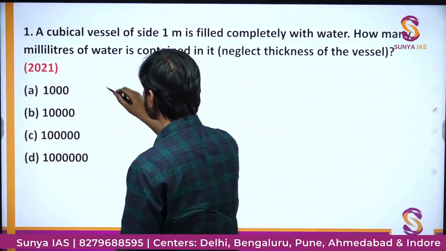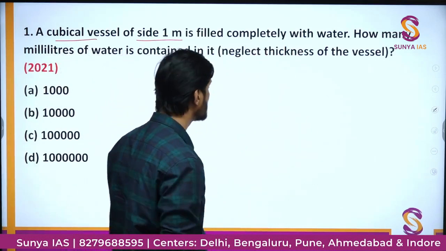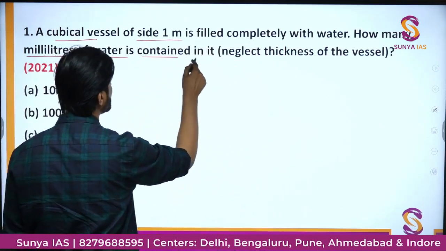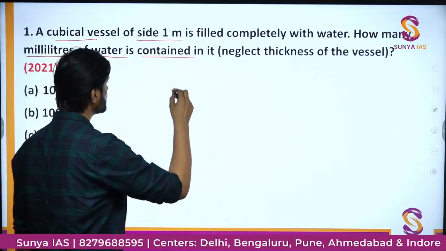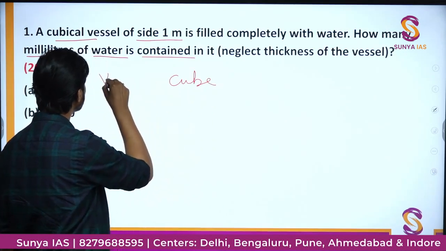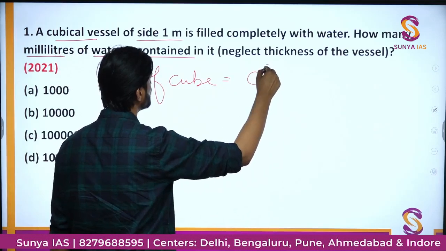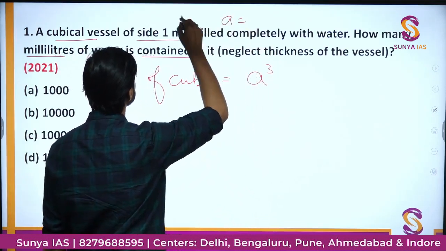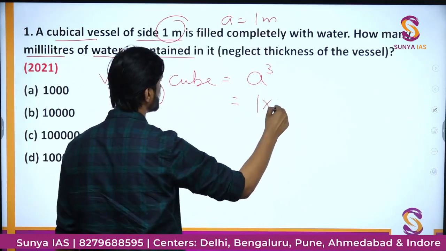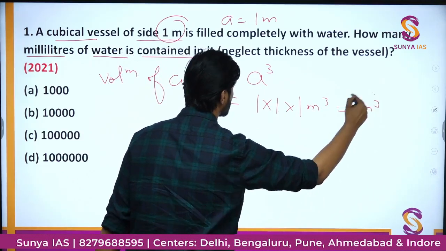The question says a cubical vessel of side 1 meter is filled completely with water. How many milliliters of water is contained in it? You know that if a vessel is cubical, the volume of a cube is nothing but A cube, where A is the side. Here side is 1 meter. So the volume is going to be 1 into 1 into 1 meter cube, simply 1 meter cube, right?